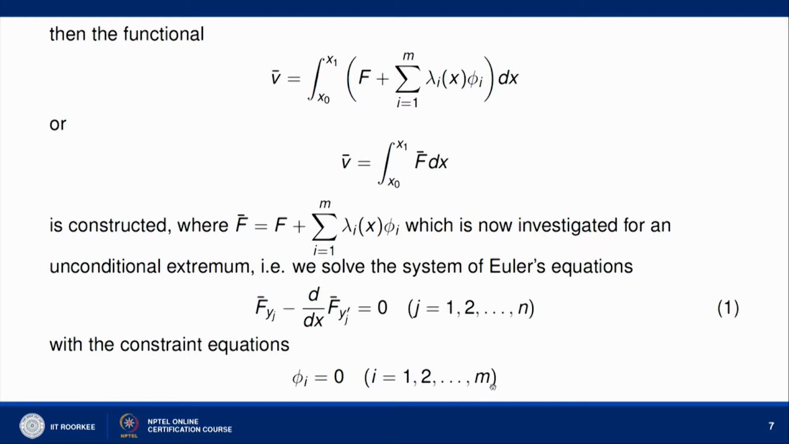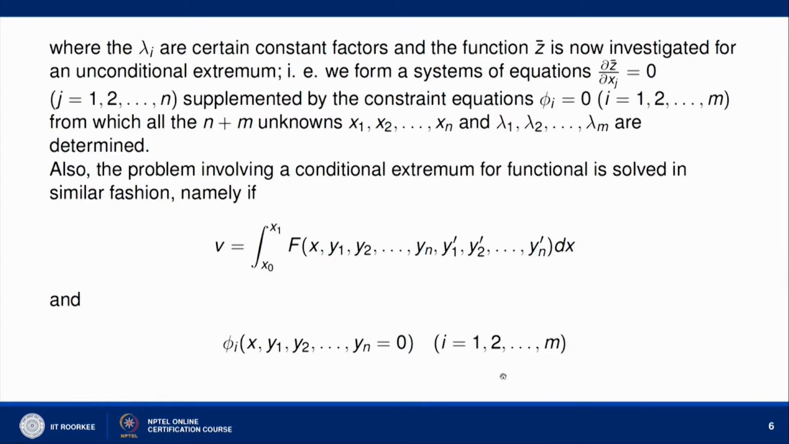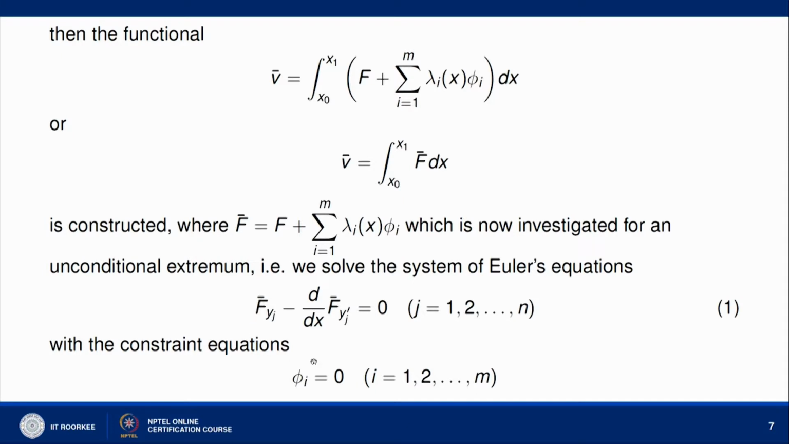Here we try to show that the extremum curves, the extremum functions of the original functional satisfying the constraints phi i, satisfy the Euler's equations corresponding to the new functional, that is f bar. That is what we want to prove here.